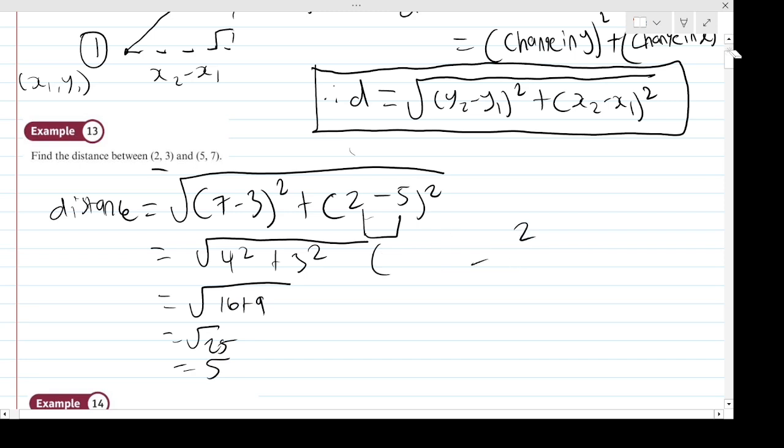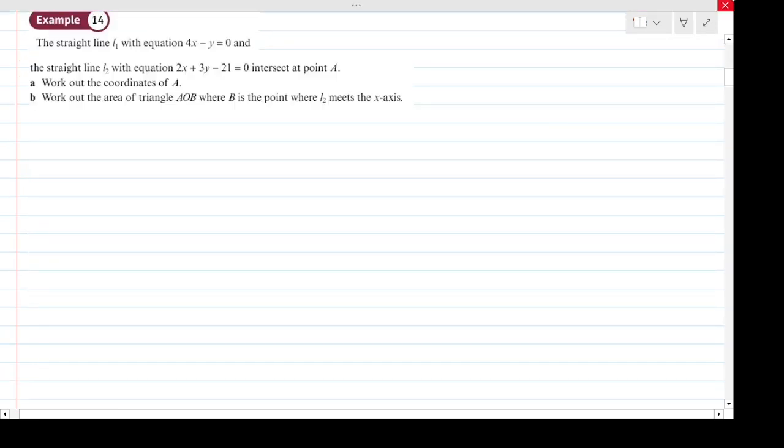However, it's really good practice to keep the ordering in mind, the position of which coordinate you choose first, like with gradients. But yeah, there we go, distance then. Cool. Let's have a look at this.